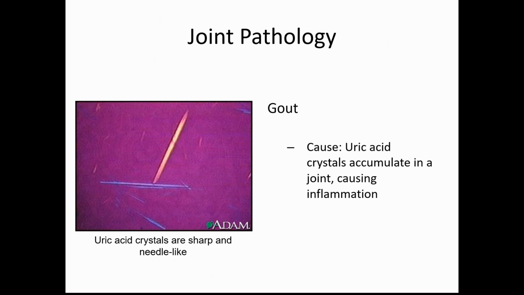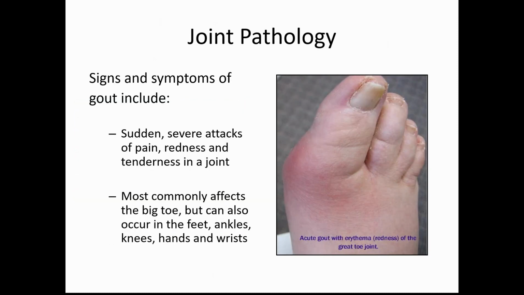Finally, gouty arthritis is caused by uric acid crystals accumulating in the joint causing inflammation. So this is under a microscope here. We've got some uric acid crystals. They're sharp. It's almost like having little shards of glass inside the joint. Typically happens at the first MTP joint, the metatarsal phalangeal joint here. Signs and symptoms include sudden severe attacks of pain and tenderness.